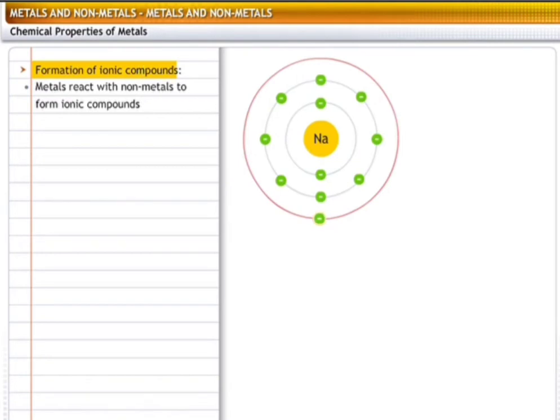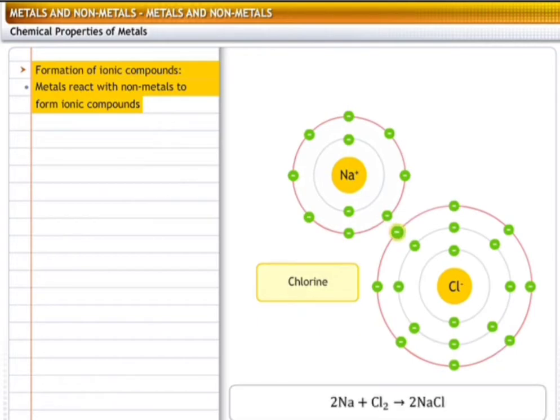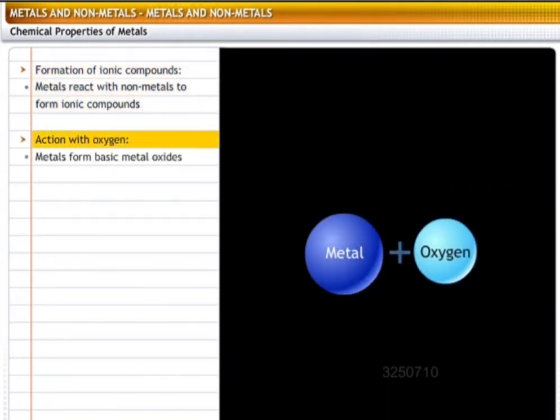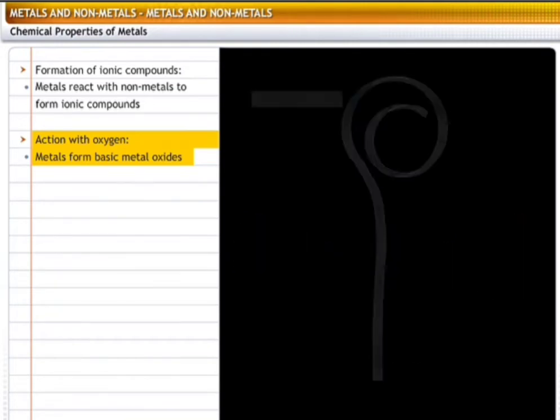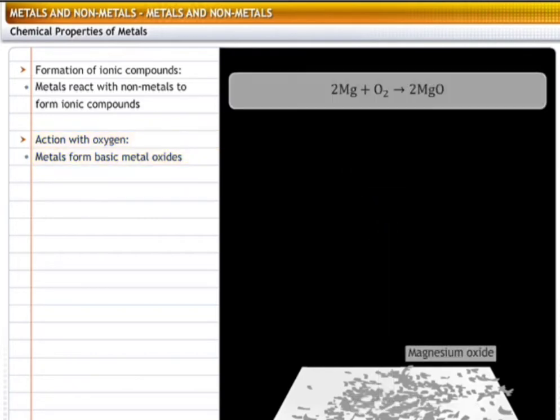Formation of ionic compounds. Metals lose electrons to nonmetals to form strong ionic compounds. For example, sodium loses electrons to chlorine to form sodium chloride, which is an ionic compound. Action of metals with oxygen. Metals burn in the presence of oxygen to form metal oxides, which are basic in nature. For example, a magnesium ribbon burns in oxygen to form magnesium oxide.